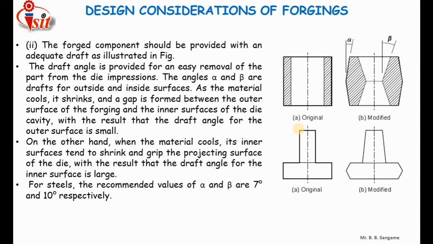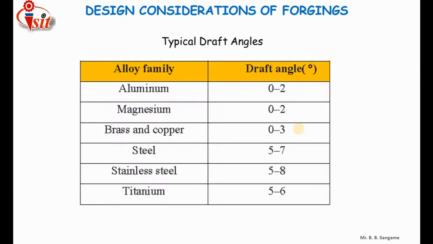I have shown it in the next slide. Here you can observe the typical draft angles preferred for the various engineering materials: aluminum, magnesium, brass and copper, steel, stainless steel, titanium. You can observe that the draft angles are larger for steel and titanium components compared to aluminum, that is, non-ferrous components.